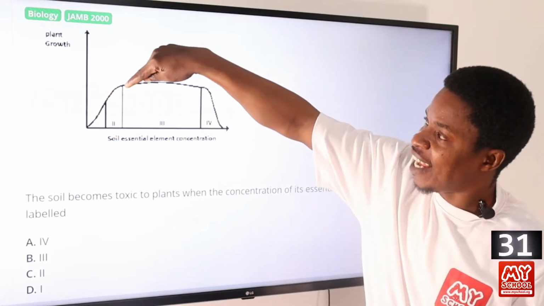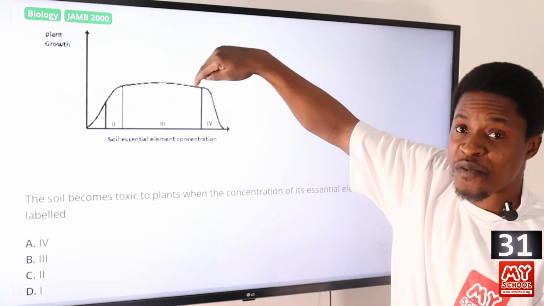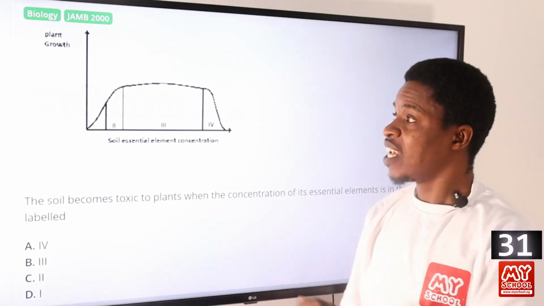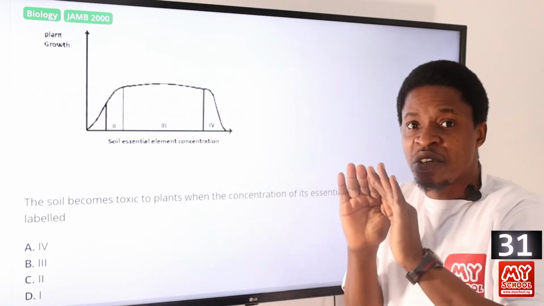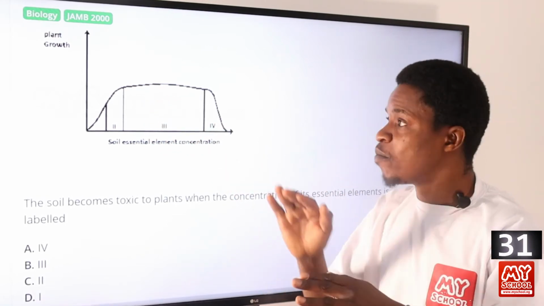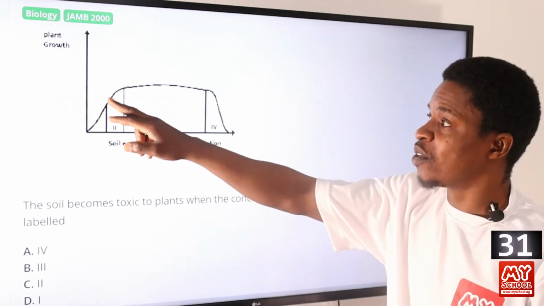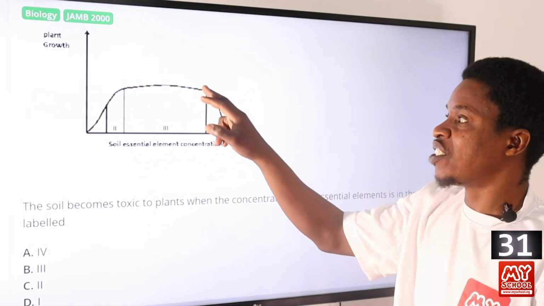Then at this point, point III, you discover that this place looks kind of uniform. That's the point we call the stationary phase. In the stationary phase, the growth is just stagnant. It is static. It has no movement at that point. They are growing older, and there's no significant change again.